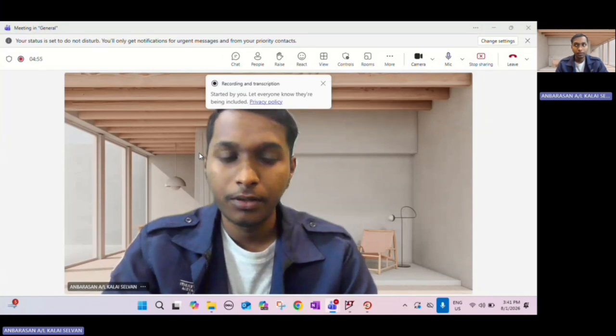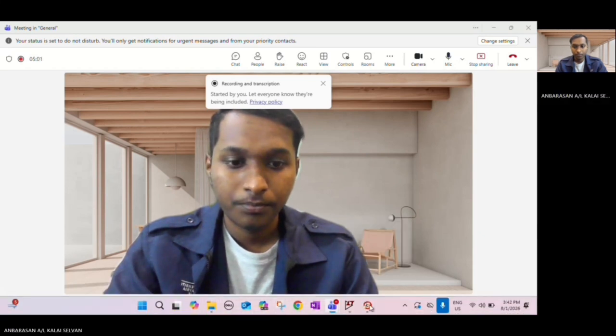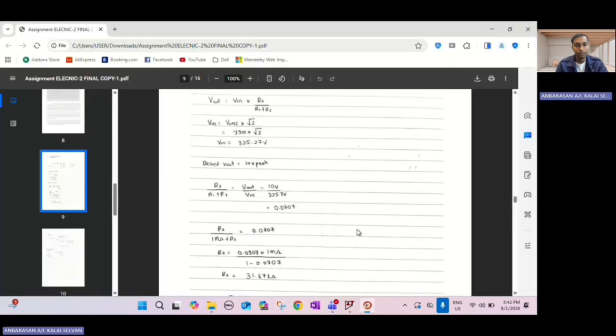So today I want to explain the calculation part. So this is our calculation part. V out equals V in times R2 over R1 plus R2. V in equals VRMS times square root 2. Our VRMS value is 230 volts, so we need to find V in. I get the V in answer as 325.27 volts.